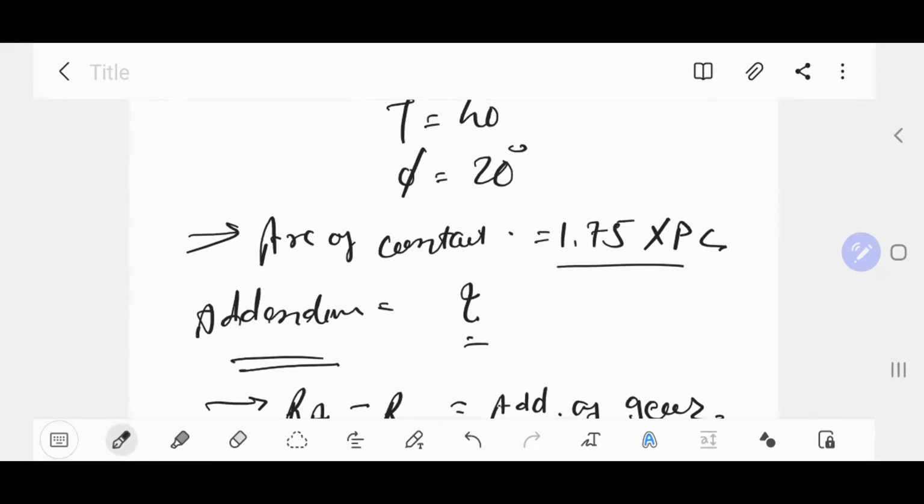Circular pitch is equal to pi into module. Right. So we can just calculate the arc of contact. PC is equal to pi into module, multiplied by 1.75. Do it. What is the arc of contact?